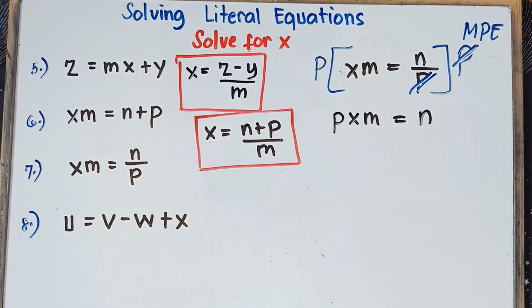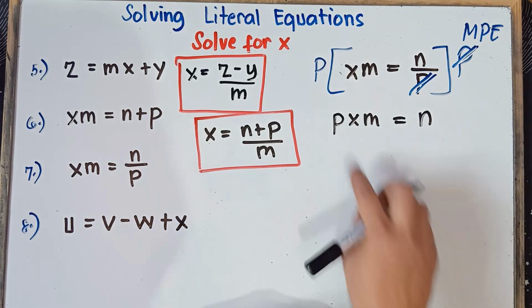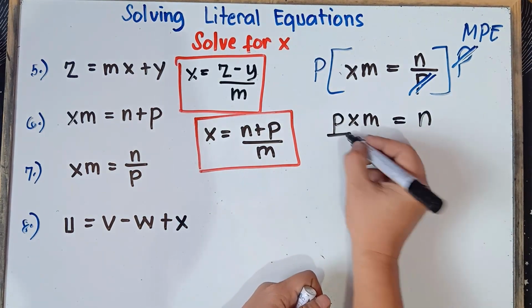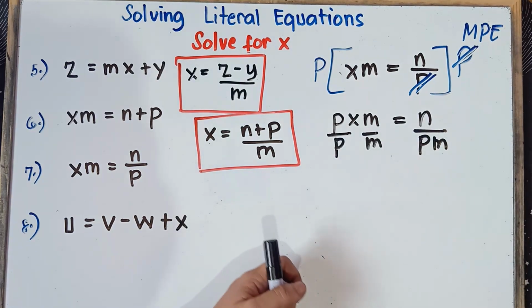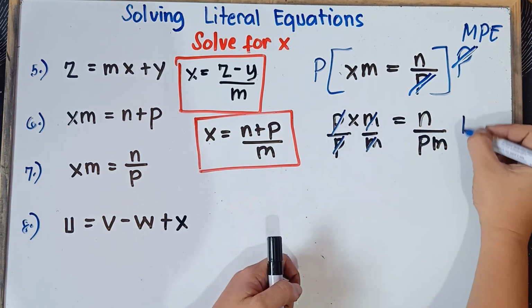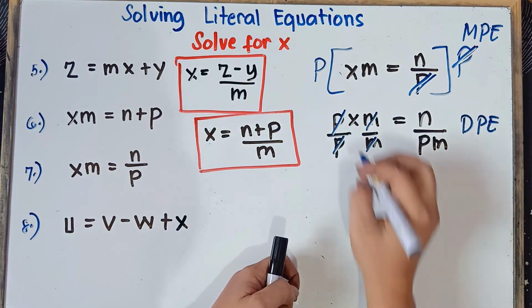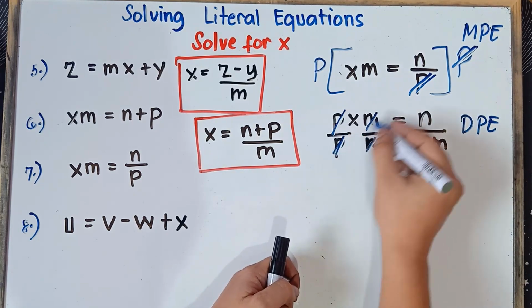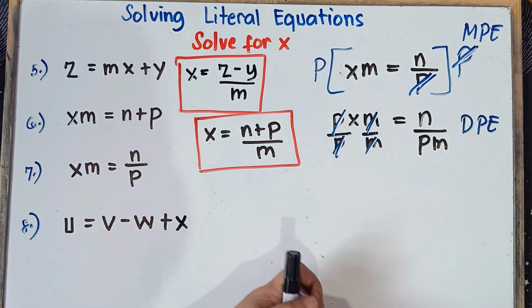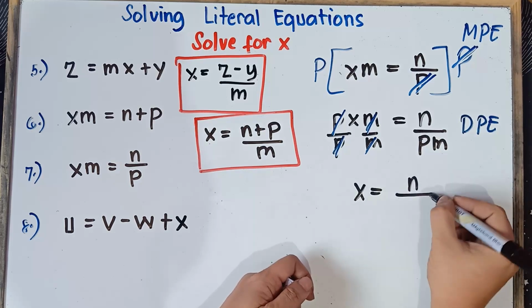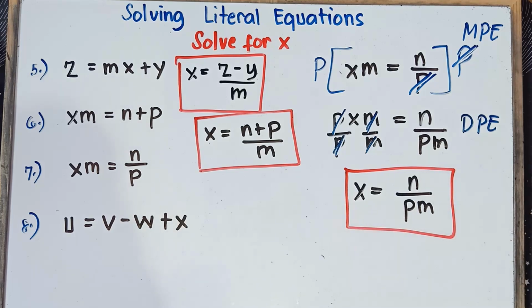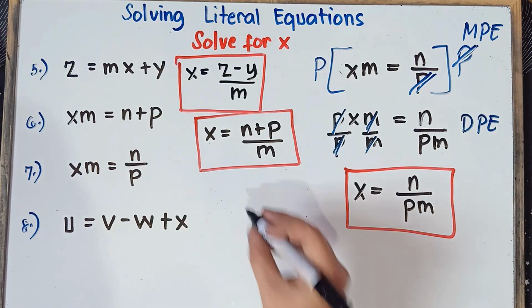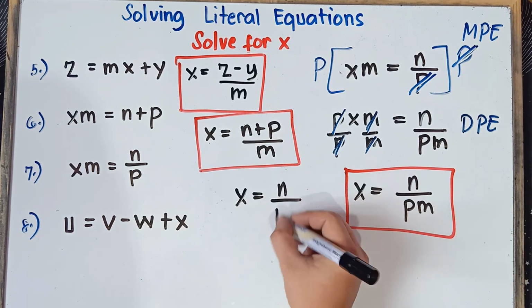And then to get the value of x, or to solve for x, we can just simply divide both sides by pm. Divide by p and m, so that you can cancel this out. Okay, we apply division property of equality. So divide by p and m, cancel this out. So the remaining expression, we have x equals n over pm. That's it, class. That's the answer with regards to example number 7. x equals n over pm.